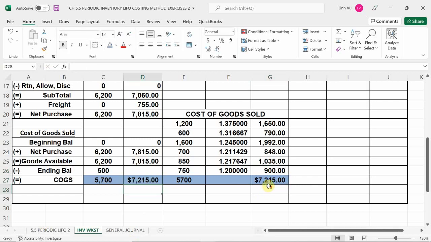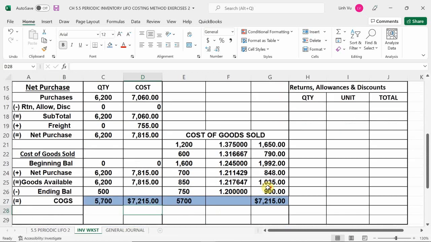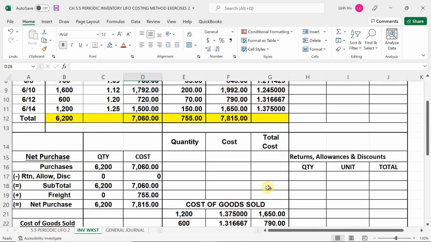But if you were to do the other way, the quicker way, if you understand the rules of LIFO, we understand that if we're going to sell our inventory, we're going to start from the bottom and slowly make our way up to the top. We already know what my ending balance is. It is at 500 units.